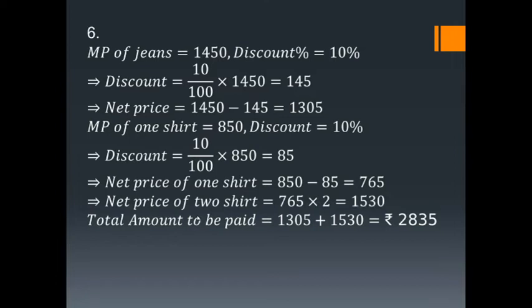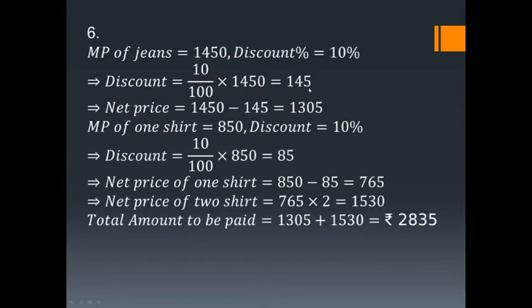That jeans is marked at 1450. So I calculate the discount. Discount percent is 10%, so what amount do they discount? I want to know that. So 10% means 10 by 100 into the MP, mark price of jeans. After simplifying this, I found out that I can get 145 discount.